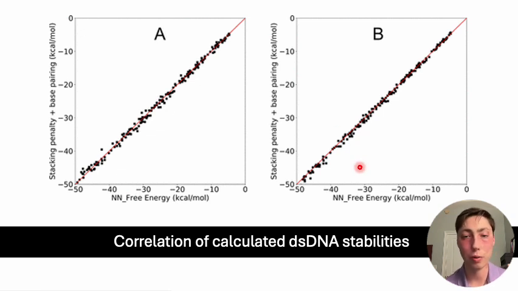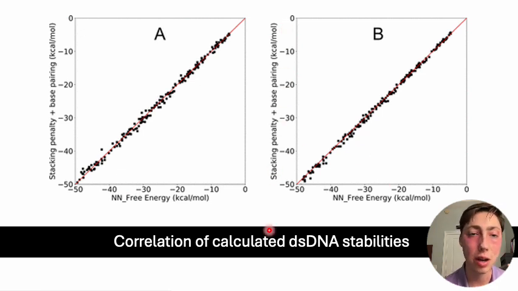Okay, so this was the final figure in the paper. On the x-axis, we have the nearest neighbor free energy modeling. So this model was used to determine the free energy of the double-stranded states based on the base pairing. So nearest neighbor base pairs. And this axis is just the energy of the double-stranded molecule.